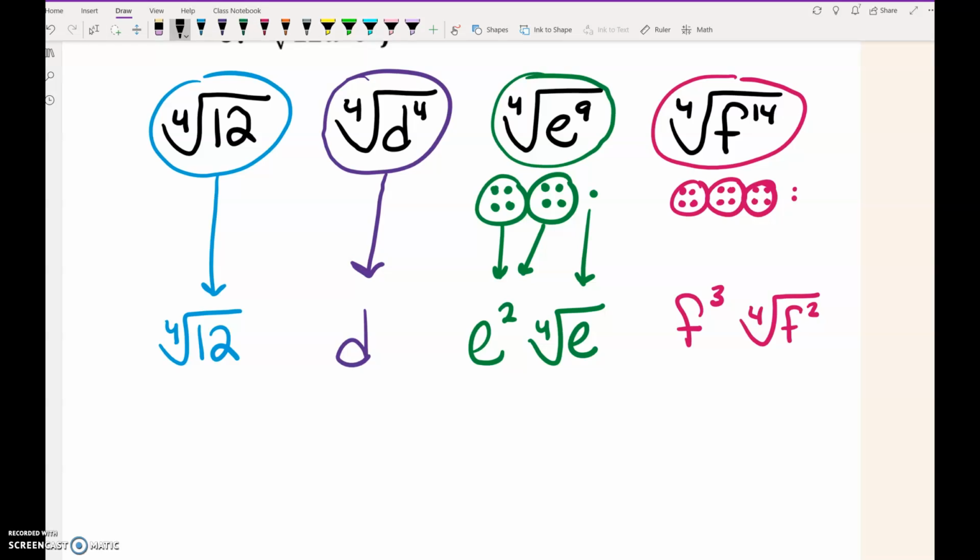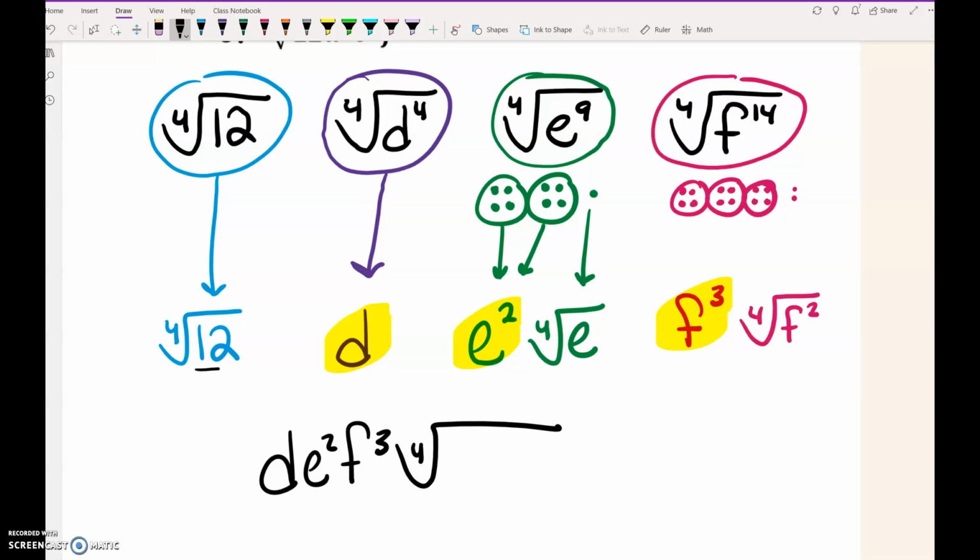Once you have all this, first we put numbers that are not under the radical. Do we have any numbers not under the radical? No. Letters not under the radical in alphabetical order. So we have D, E squared, F to the 3rd. Then we write a 4th root, and we put the things that are still stuck under the radical. Numbers first, and then letters in alphabetical order.